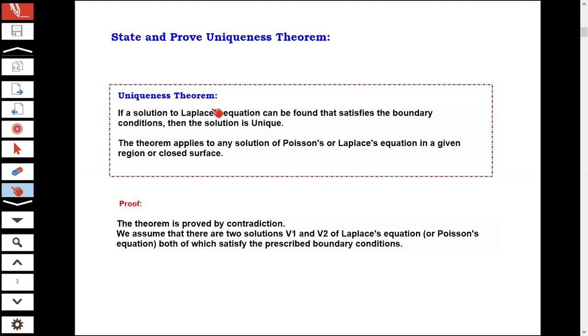As per the theorem, the solution is unique, which means only one solution is possible. But by contradiction, we are assuming there are two solutions to the Laplace equation or Poisson's equation, and we are going to prove that these two are not two different solutions. These two are the same solution. That way we can prove this theorem by the contradiction method.